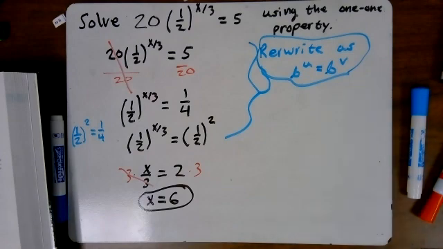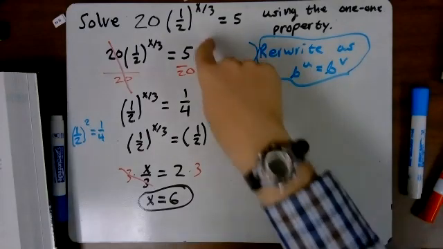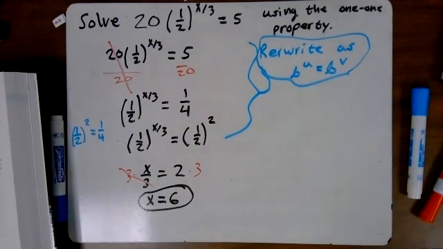So by rewriting it into a form useful for the one-to-one property, we were able to solve this thing that started out looking so horrible. Okay, so that's the one-to-one property.